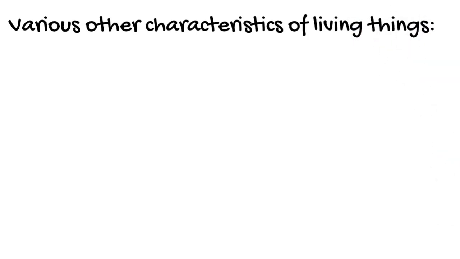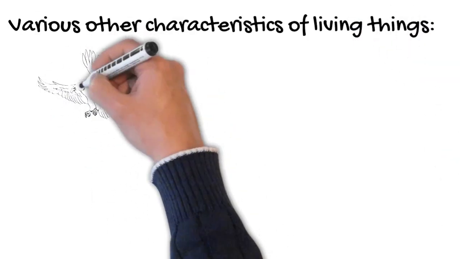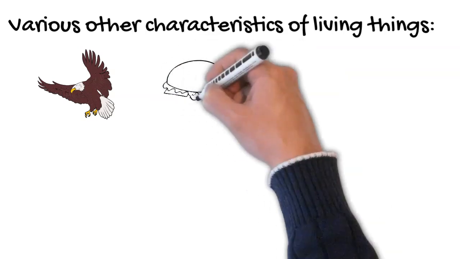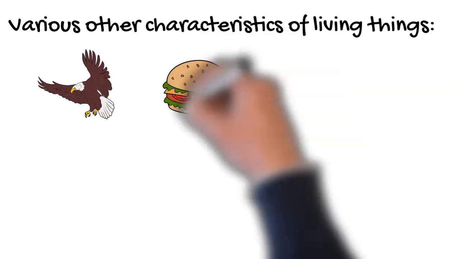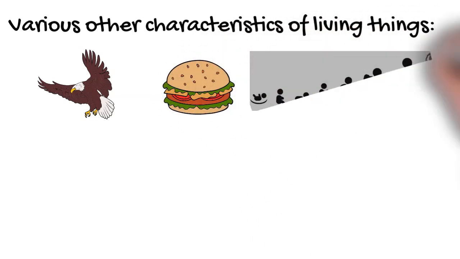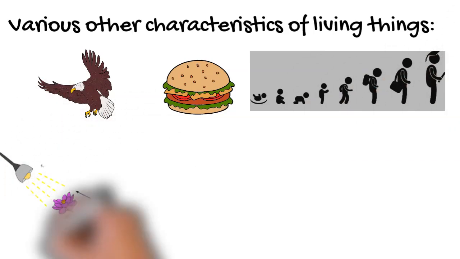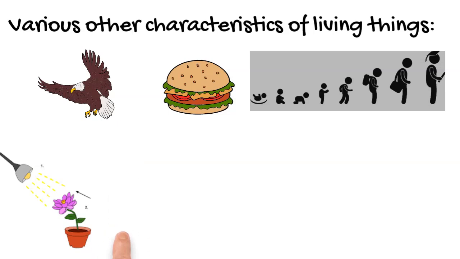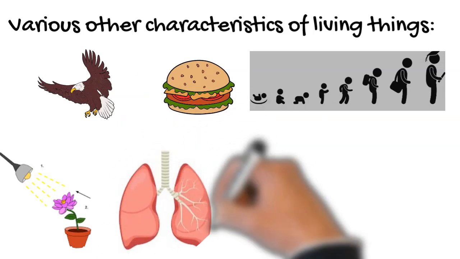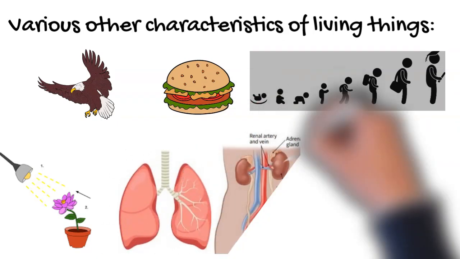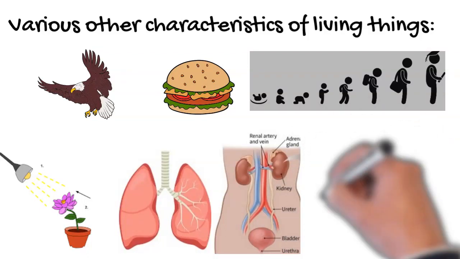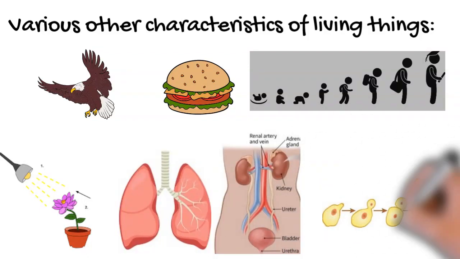Other characteristics of living things are they can move by themselves, they need food, air, and water, they can grow, they can respond to stimuli, they can undergo respiration, they can remove waste, they can undergo reproduction.